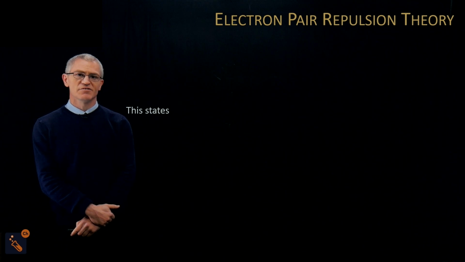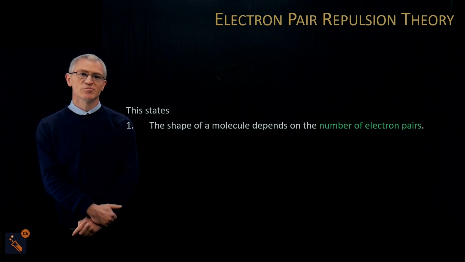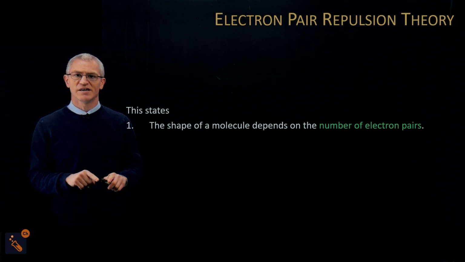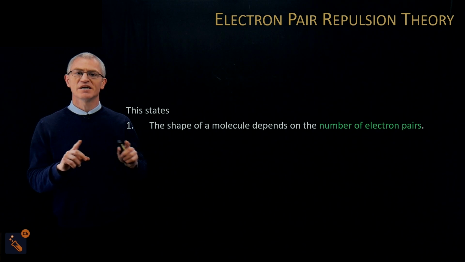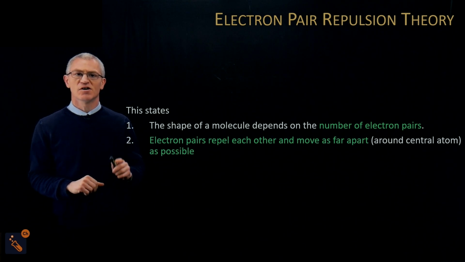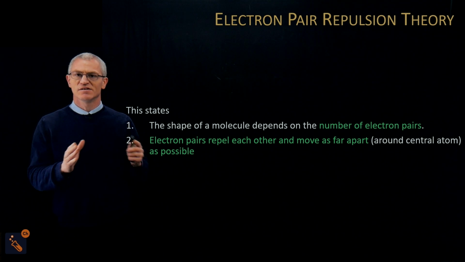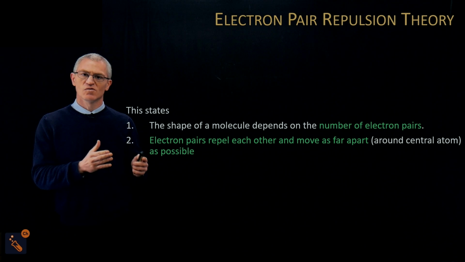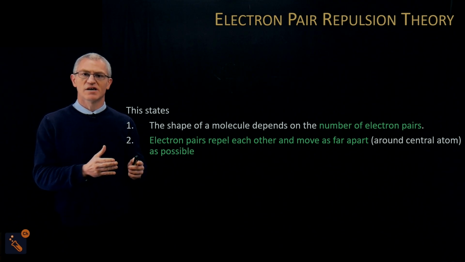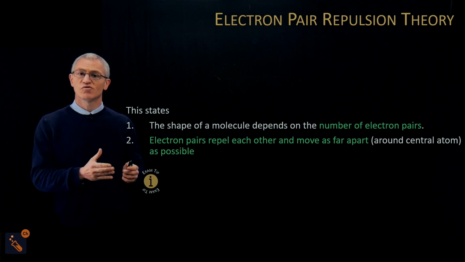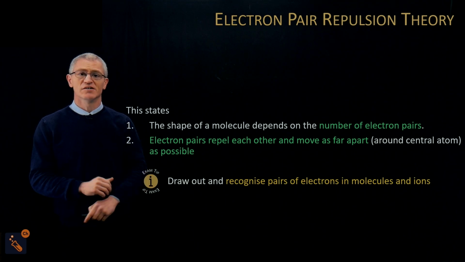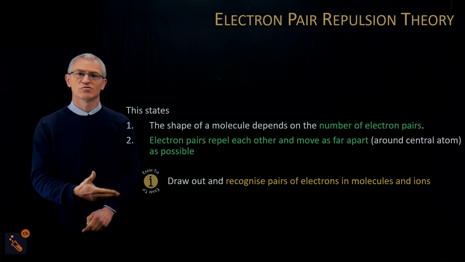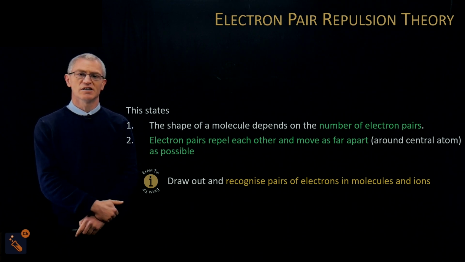So this theory states that the shape of a molecule depends on the number of electron pairs, that's the number of electron pairs surrounding the central atom. And those electron pairs separate out themselves as far apart as they can because they're negative and they repel each other. So in order to determine what the actual angle is, you'll need to be able to draw out, and that's our exam tip, draw out and recognise the pairs of electrons in molecules and ions. So you have to draw these things out. So we're going to draw a few of these things out to make sure you understand.